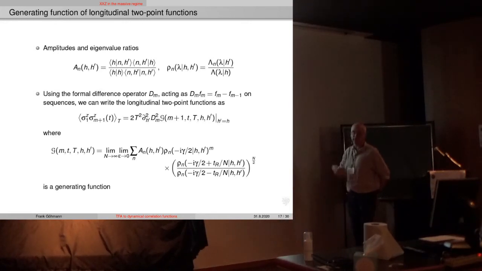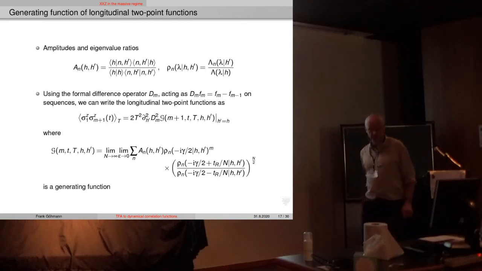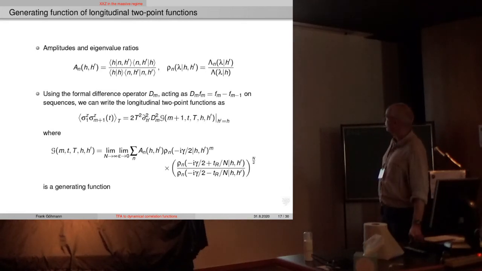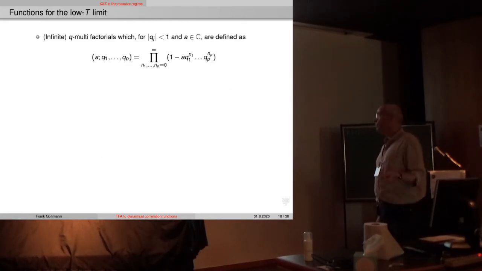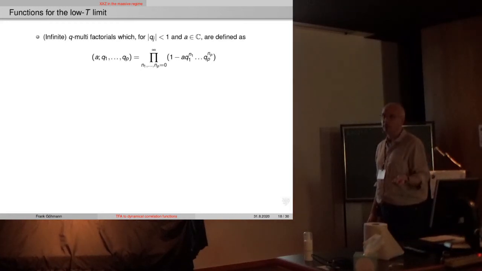Instead of lambda over lambda, I write rho. And you have the amplitudes. Then the amplitudes and the eigenvalue ratios will be related to the dispersion, to P and E, so momentum and energy. And here the functions are a bit more complicated. Not just hyperbolic functions, but other functions will appear. And I first have to define the functions.